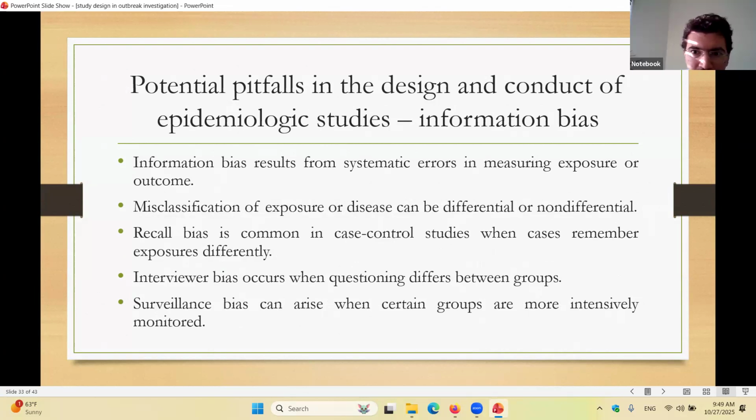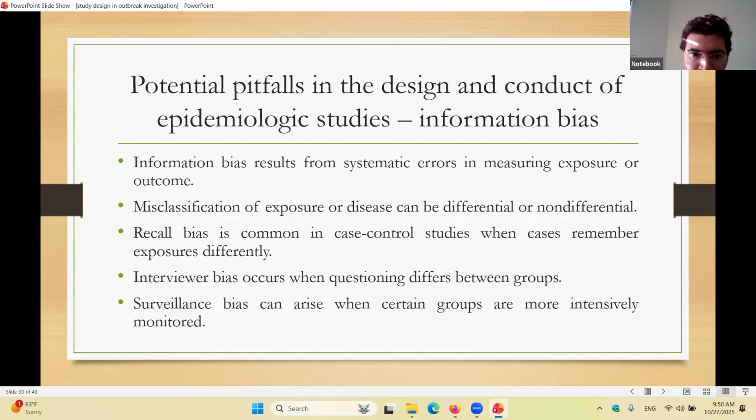Now I will talk about information bias as a potential pitfall in designing and conducting epidemiologic studies. Information bias results from systematic errors in measuring exposure and outcome. Misclassification of exposure or disease can be differential or non-differential. I will show you the difference between differential and non-differential misclassification.